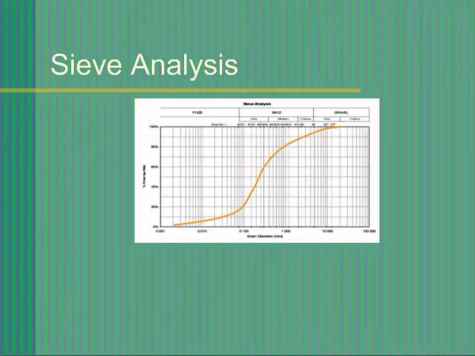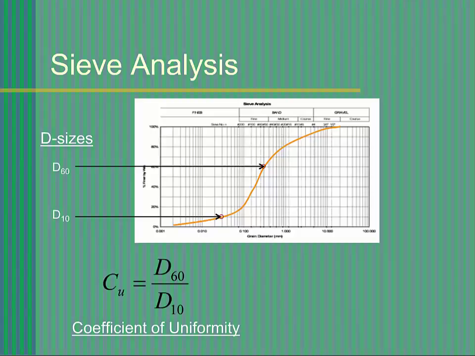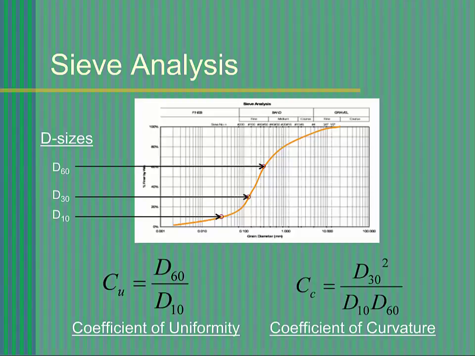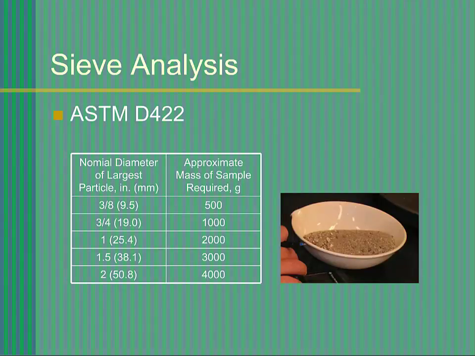The particle diameters that correspond to certain percent passing values for a given soil are known as D sizes. For example, D10 is the grain size that corresponds to 10% passing. Two additional parameters, the coefficient of uniformity C sub U and the coefficient of curvature C sub C, are based on D sizes. According to ASTM standard D422, the test consists of preparing a soil sample with a known weight of solids, W sub S, and passing it through the sieves.